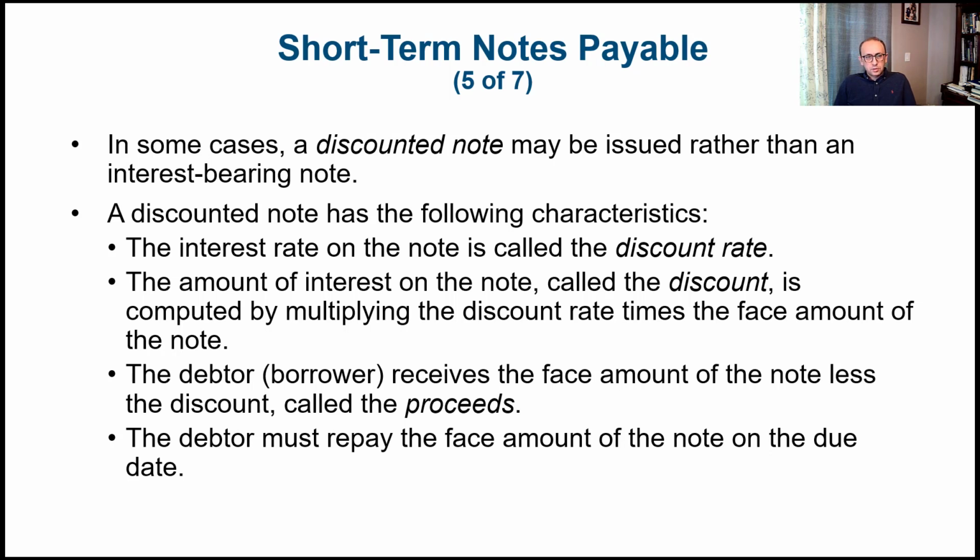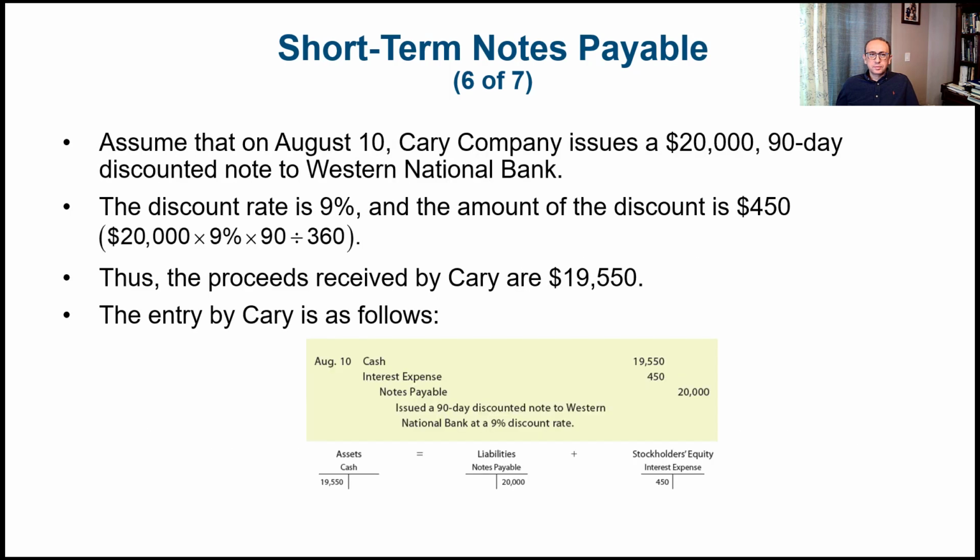The borrower or the debtor received the face amount of the note less the discount. And this amount, which is the face amount minus the discount, is called the proceeds. So let's say the face amount of the note is $1,000 and the amount of discount is $50. The proceeds is $950, which is how much I'm receiving today. The debtor must repay the face amount of the note on the due date. So let's see how this works.